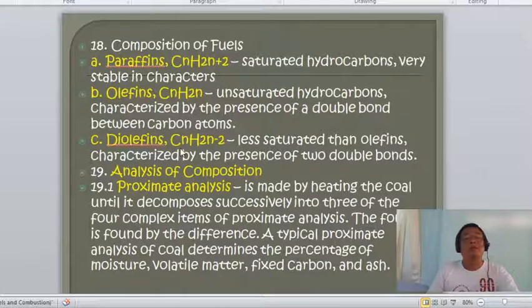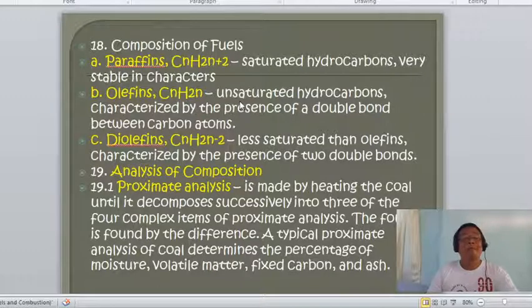So, take note, if we look at the formula, the number of atoms in carbon is doubled in the hydrogen. Okay? So another is diolefins. Okay? So that is CnH2n-2. So less saturated than olefins.